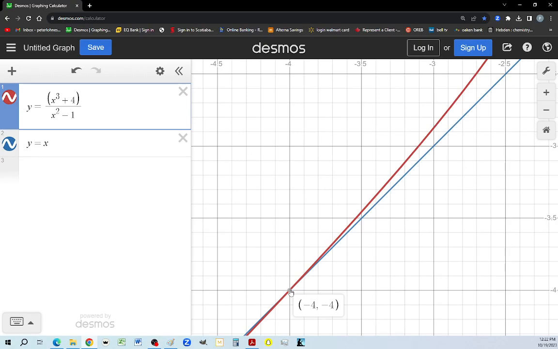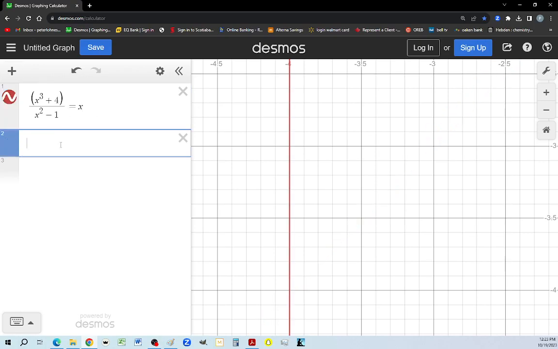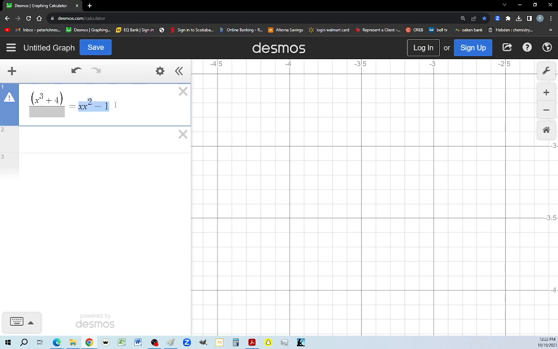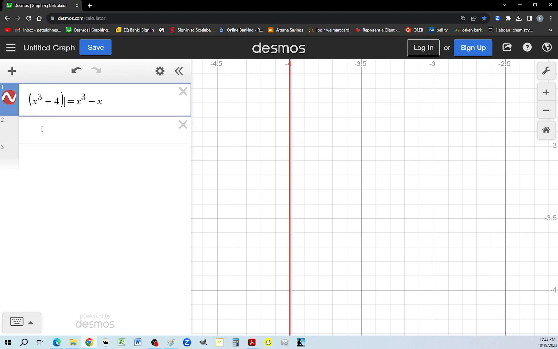And you can always figure that out by making this formula equal to x. And when we do that, we have to get rid of the denominator. So when we multiply it over here, we get x cubed minus x. Then we have to put everything on the same side. So when the x cubed goes to the left side, it disappears, and we get x plus 4 is equal to 0, which obviously is when x is equal to minus 4.